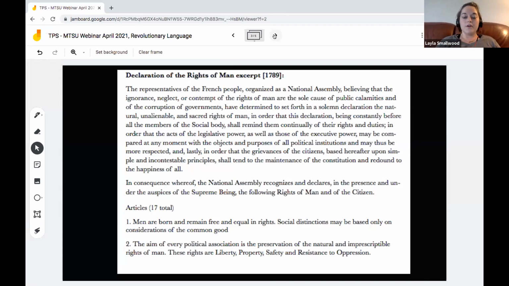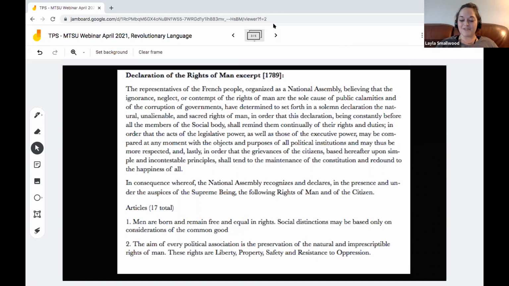We're going to go through and do the same thing with those action words, but I also want you to think about with this document, how is the language of this document similar to the Declaration of Independence? So this is in 1789, so the beginning of the French Revolution. So this is in French, so this is a translation. I did not do it, just saying.